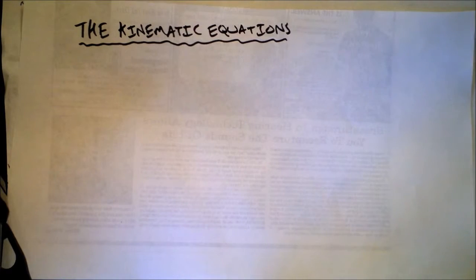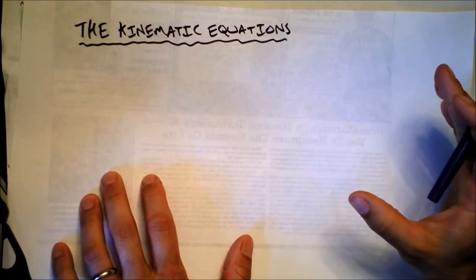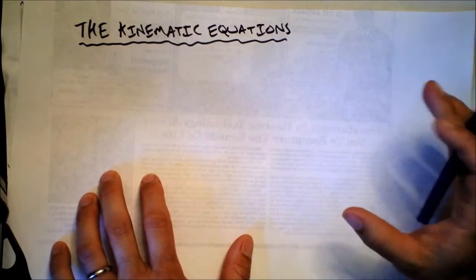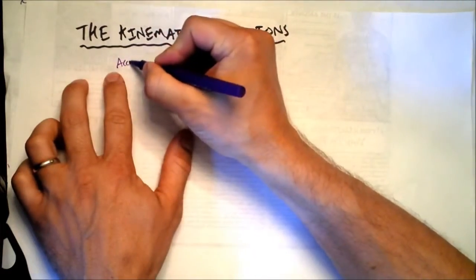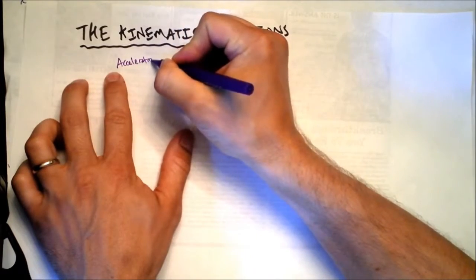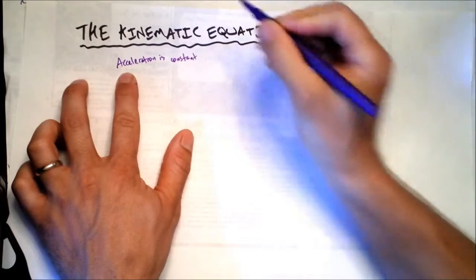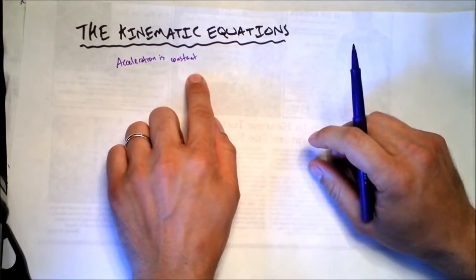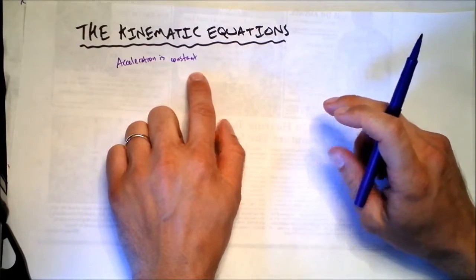So you want to memorize the kinematic equations. I'm going to use the Walker textbook's format for the kinematic equations. Kinematic equations means that the acceleration is constant. Let's put that down here. Acceleration is constant. When I say kinematic equations, I mean the acceleration is constant, and we're not concerned about why stuff is moving.